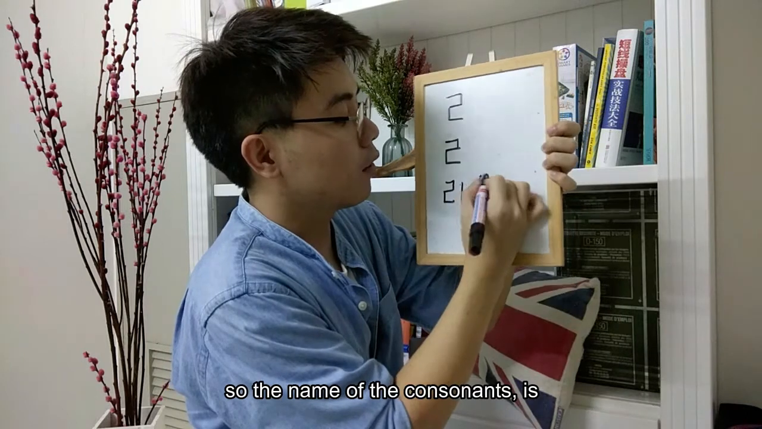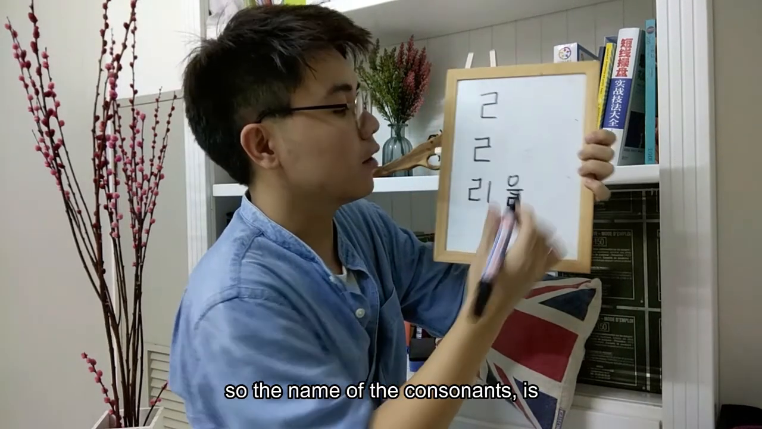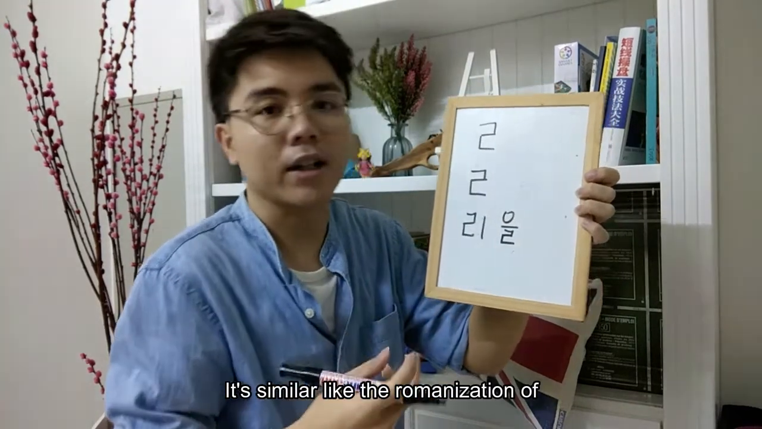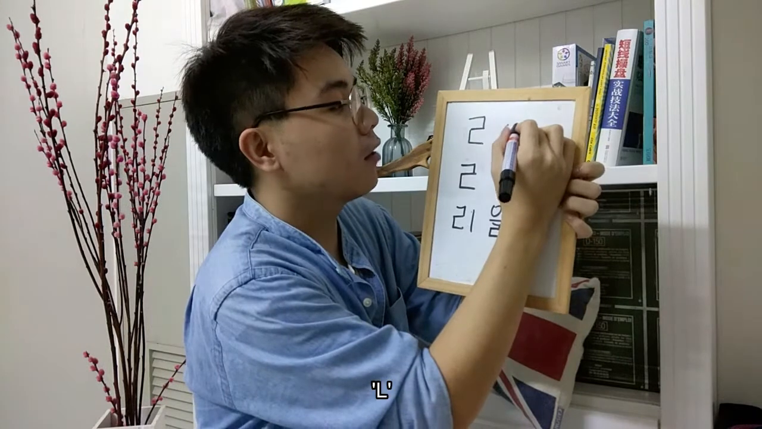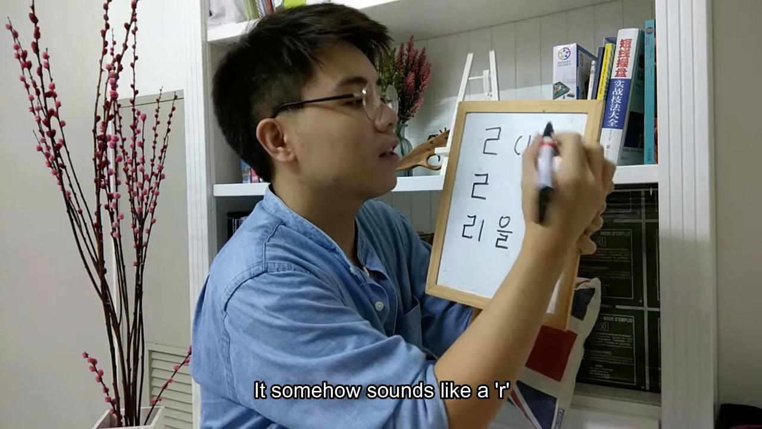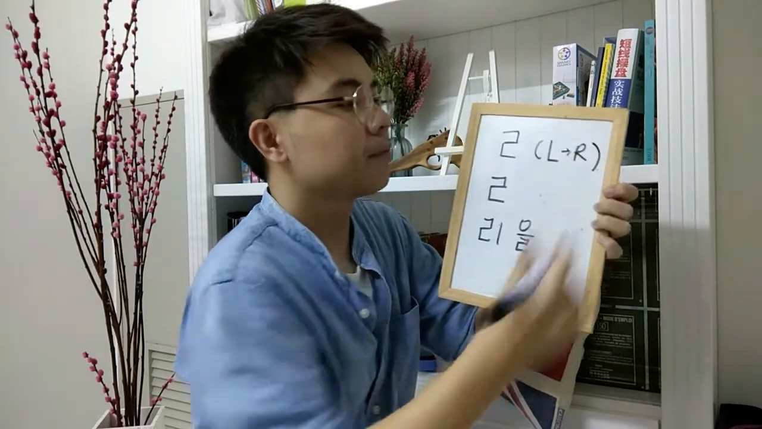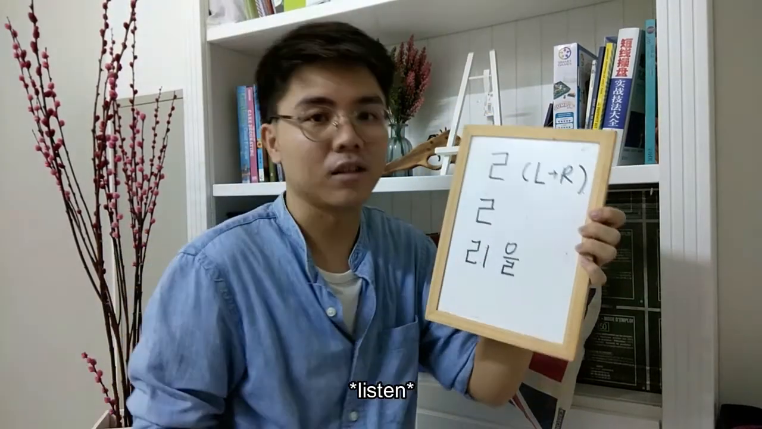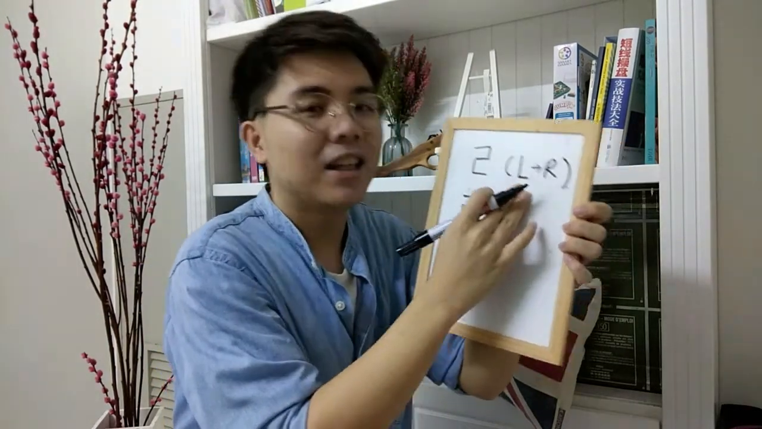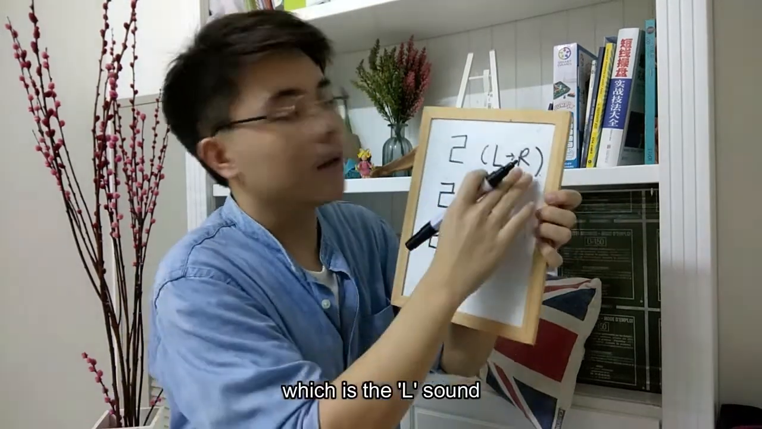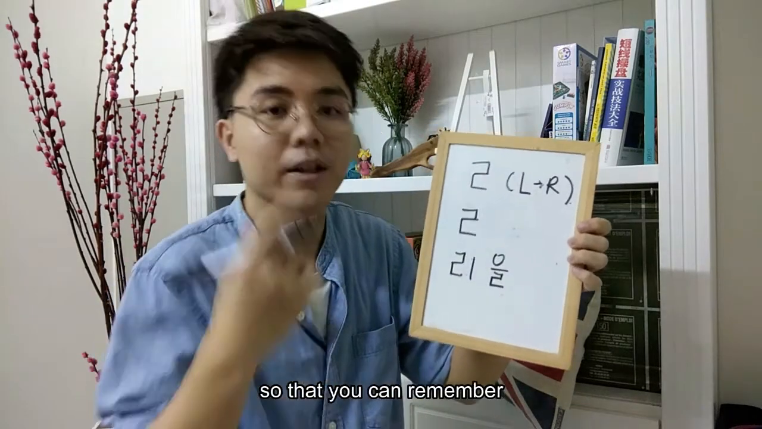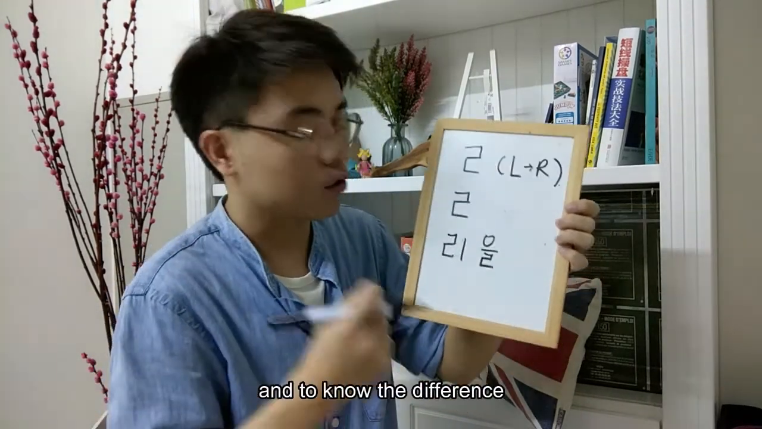The name of the consonant is lian, and it's similar to the romanization of L, but not a very strong L. It also somehow sounds like an R. So it's not really the L sound, but not exactly the real one either. So let's have some examples so that you can remember and know the difference.